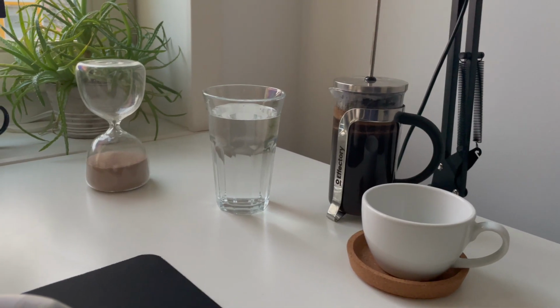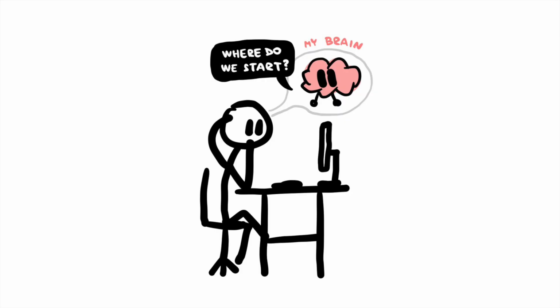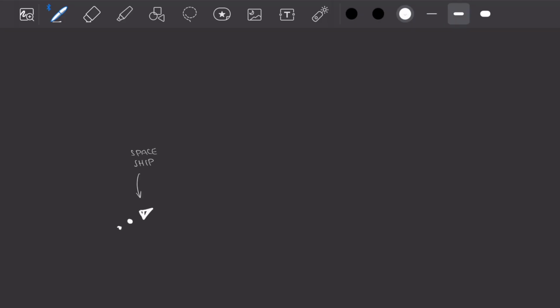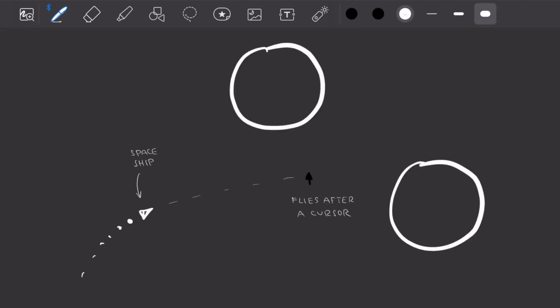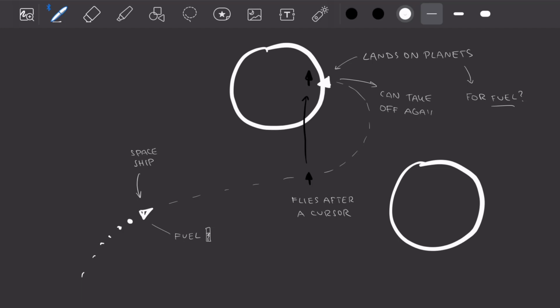Coffee is ready. I can do this. But where should I start? Let's make a plan. I want to make a spaceship game. It could follow the cursor to navigate space, and there would be planets where the ship can land and maybe gather fuel, and it can take off planets again. That's a very simple game loop I should be able to do.